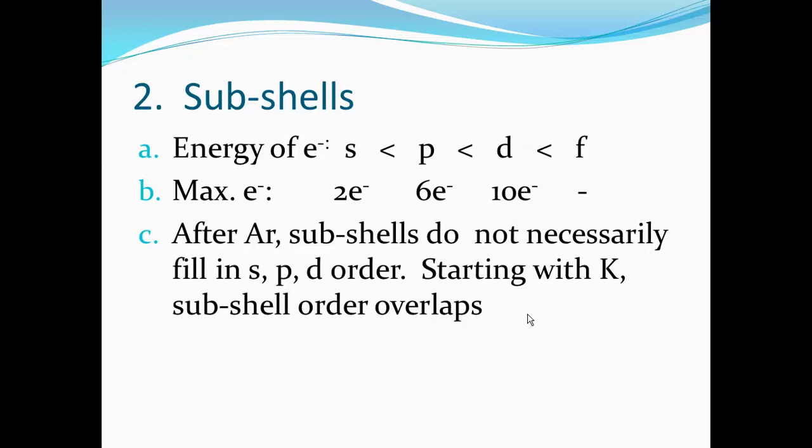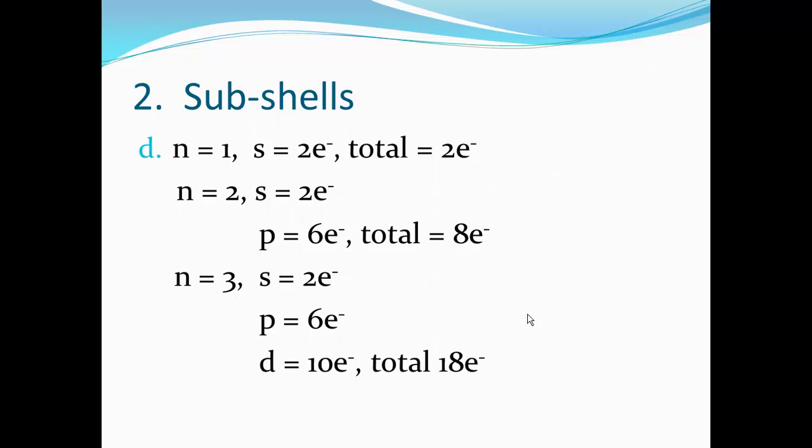Okay, so the energy of electrons increases as you get into the bigger shells. The maximum electrons held in the s is 2, and the p is 6, the 10 is for d, and f has 14. After argon, subshells do not necessarily fill in the spdf order. Starting with potassium, subshell order overlaps, and we'll get to that.